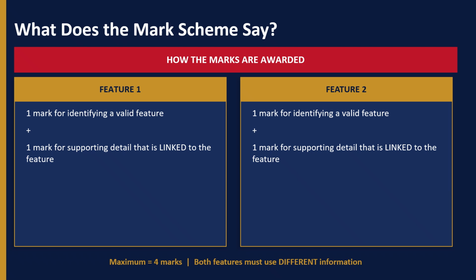The golden rule is this. Your detail must be directly linked to the feature. If the examiner can't see the link, then you lose that 2nd mark. So choose your details wisely and make the connection clear.